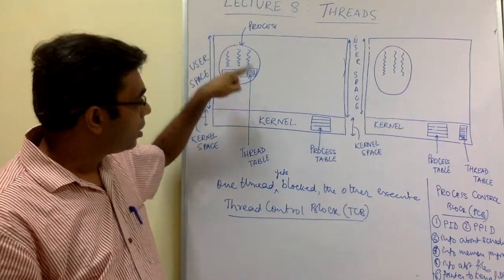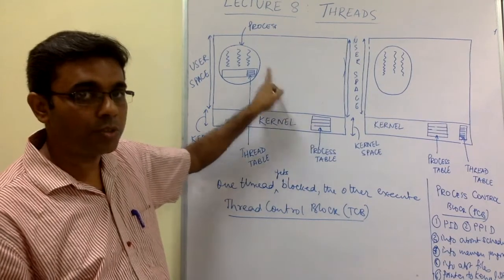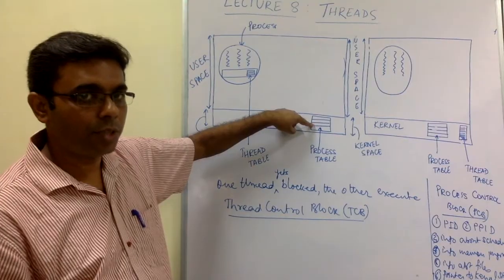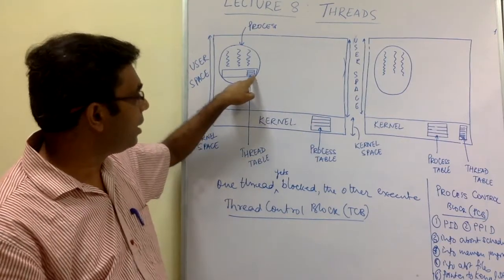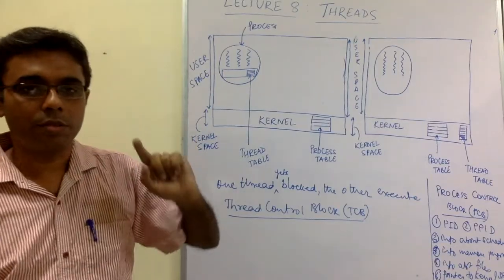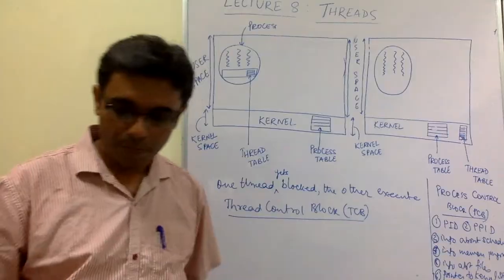However, since the kernel maintains a PCB, which is the information about the process which is created, within the PCB entry, that is the entry within this particular process table, you will have an entry corresponding to the thread control block maintained in the process. That is the difference between the two situations.